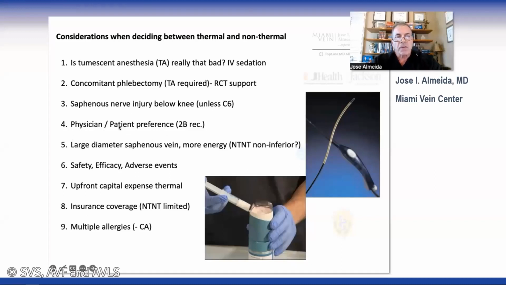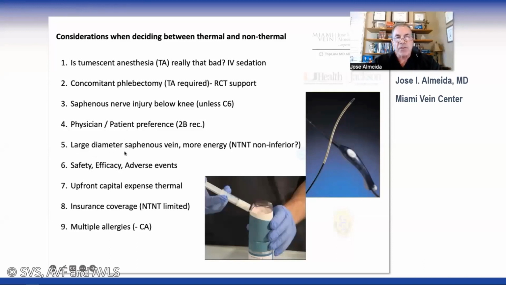in these patients, so we may consider thermal below the knee in patients with ulcers. This number 4, physician patient preference, and the reason I put a 2B recommendation. 2B recommendations mean that the recommendation is not strong based on the evidence, it's not a 1, and the evidence is moderate. Here, the physician and patient are required to have a dialogue on the best treatments available, as opposed to a 1A recommendation where the recommendation is strong that this treatment is the way to go and not to be likely changed in the future.